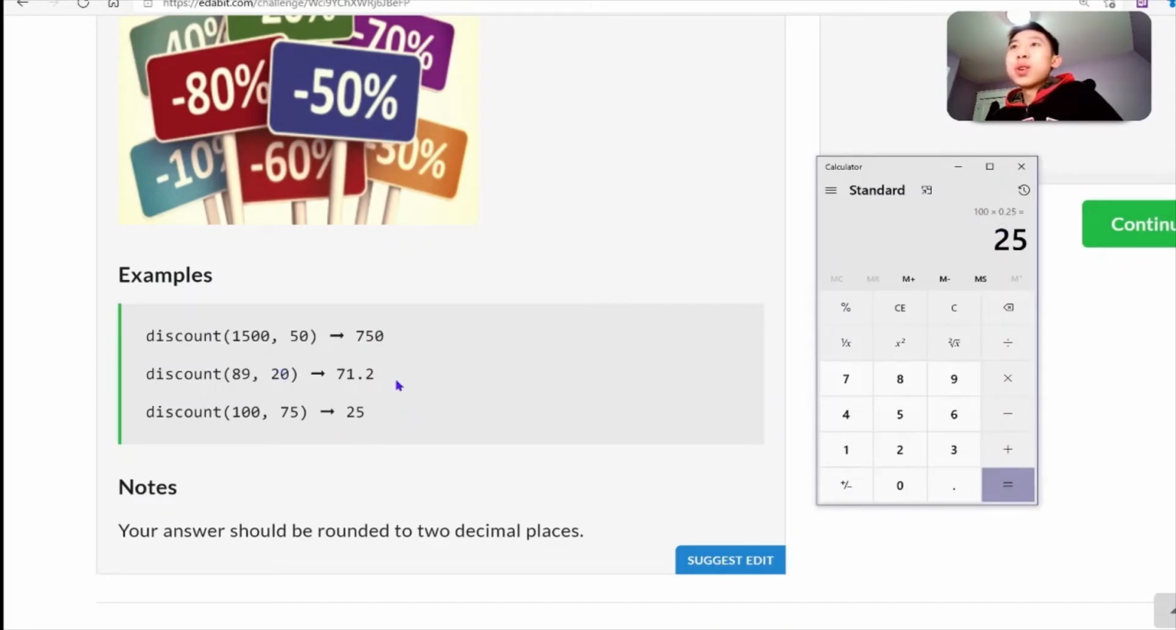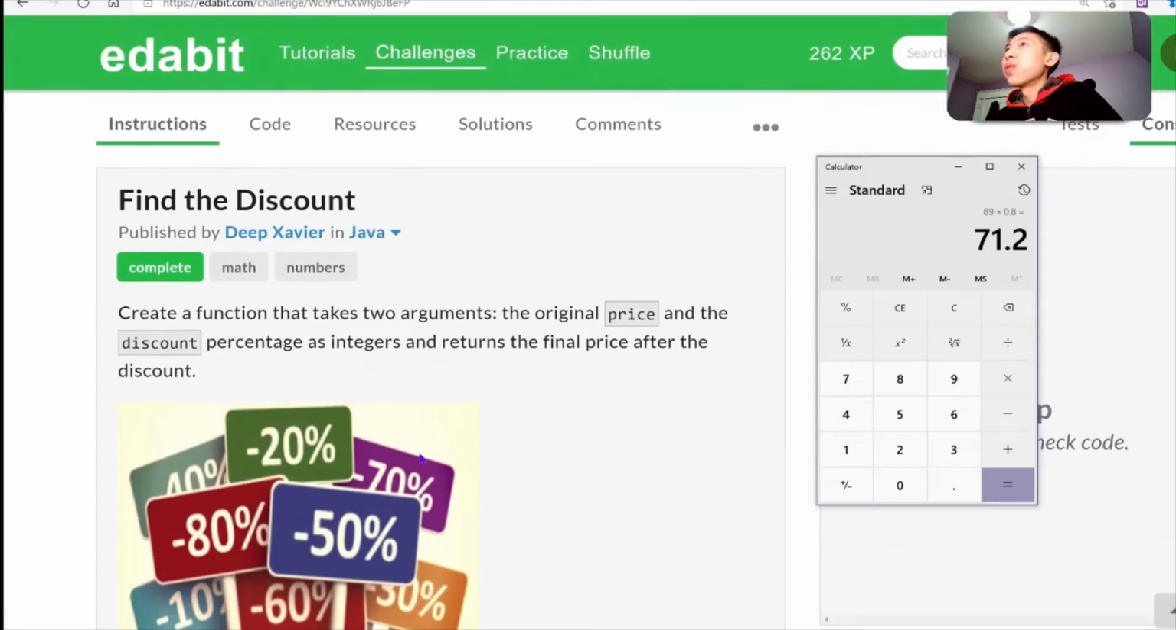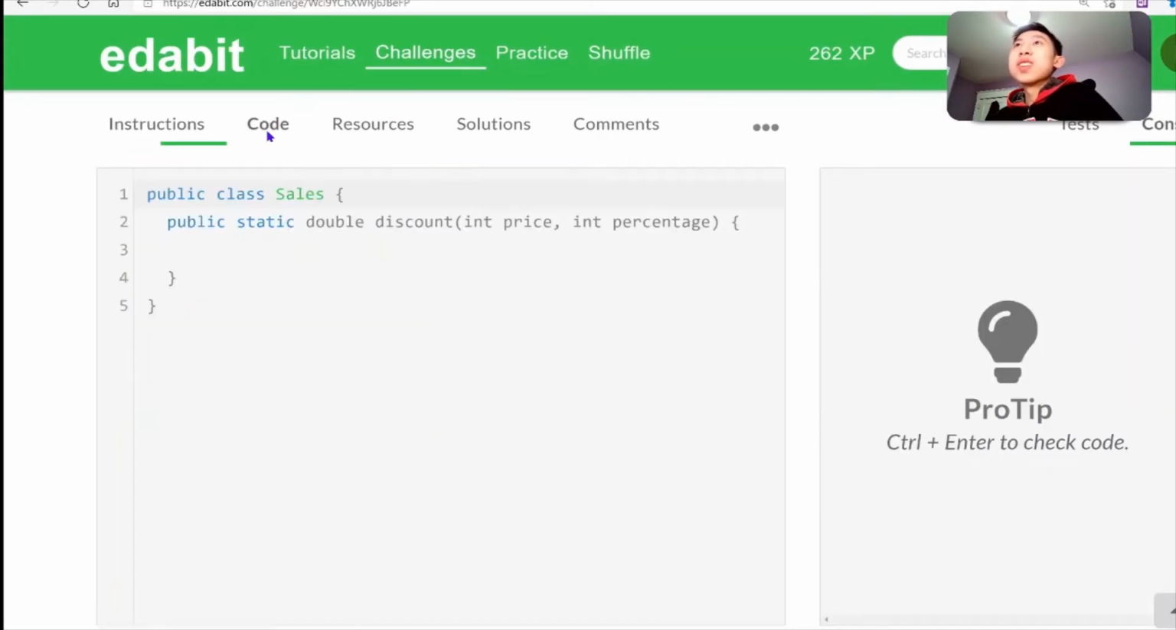This is how you do it. And same with 89. You multiply it by 0.80, and you get the answer, 71.2. Since we know this, we have to write it in the code.